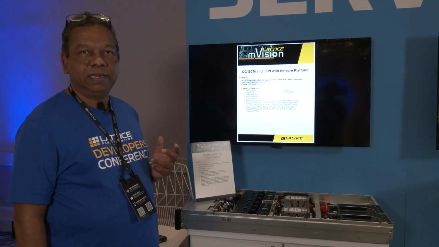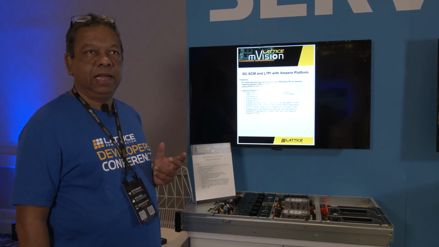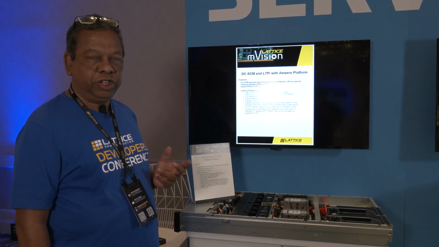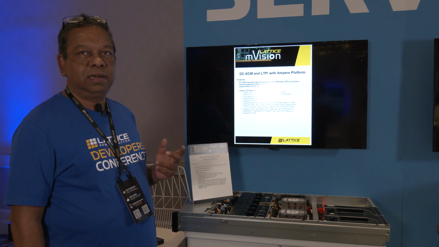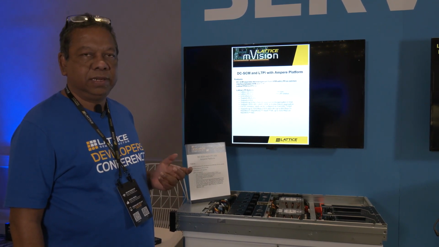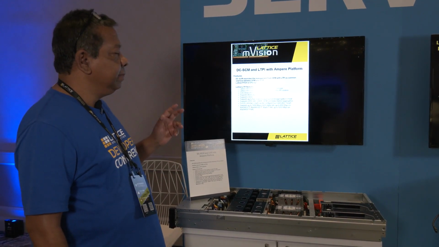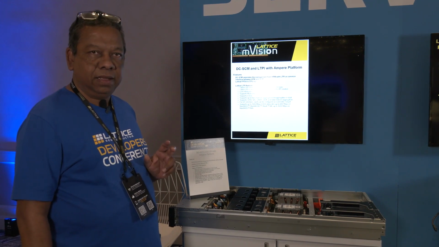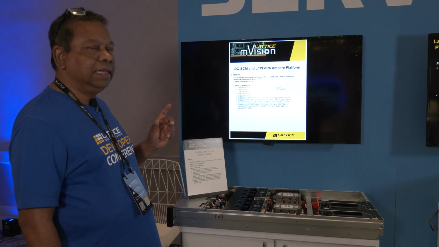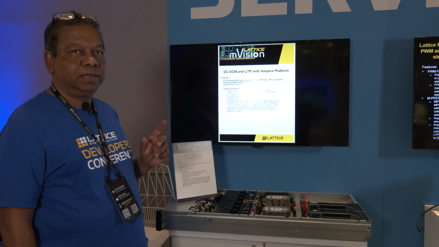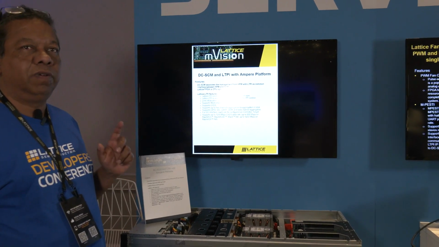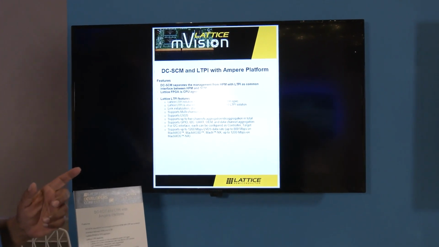We are seeing a mega trend in the data center area where people are trying to do modularization, which is the data center modular hardware system, DC-MHS. And DC-SCM is one of the subsets of the DC-MHS. What DC-SCM does is separate the security and control from the main motherboard platform.